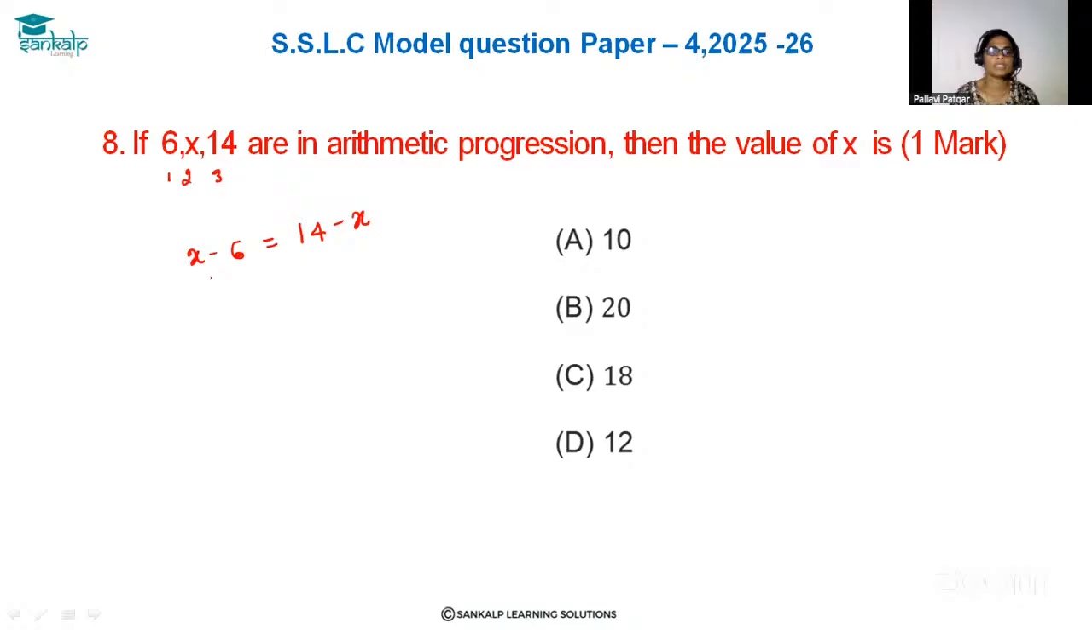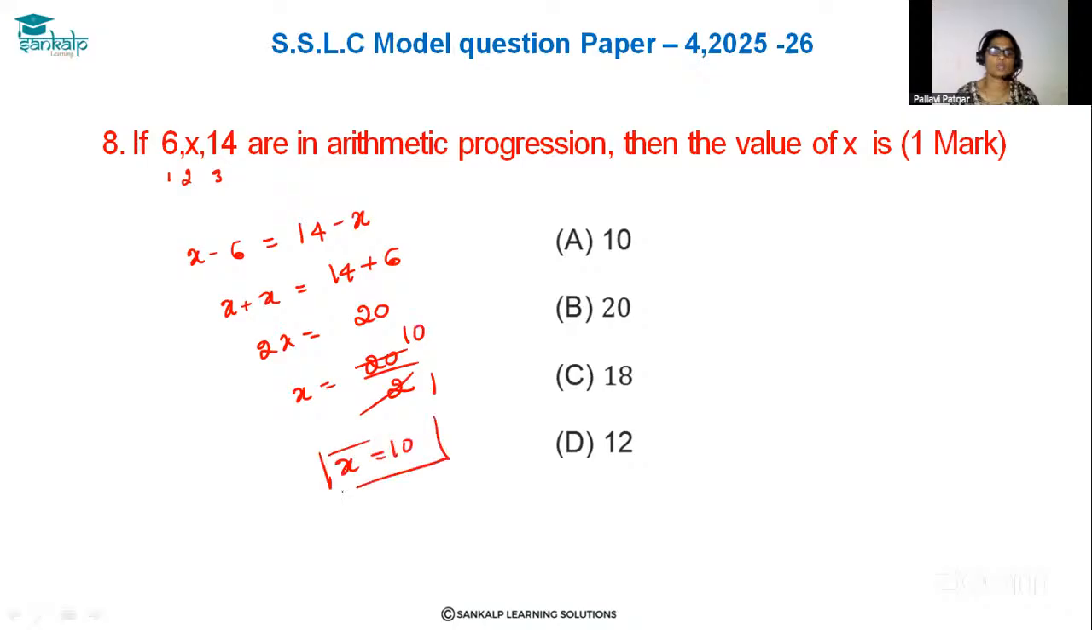So x minus 6 is equal to 14 minus x, we can write. So solve for x. So here x plus x is equal to 14 plus 6. So 2x is equal to 20. So x is equal to 20 divided by 2. 2 ones are 2, 2 tens are 20. So x is equal to 10. Okay. So in the given options, option A, 10, is the value of x.